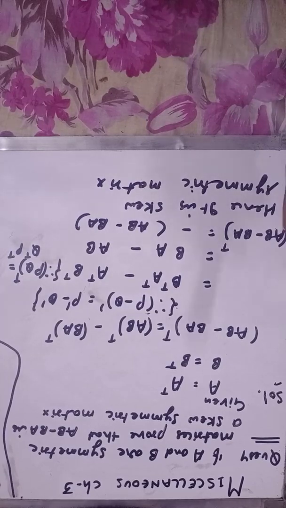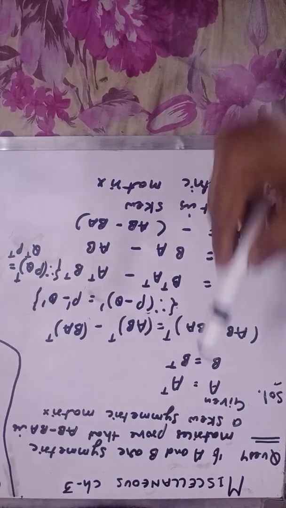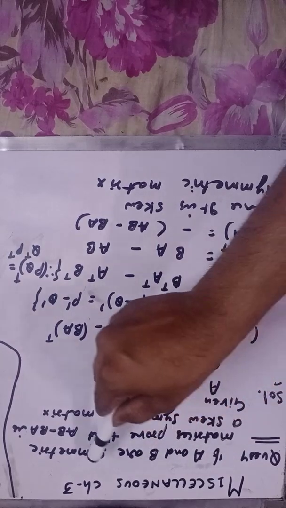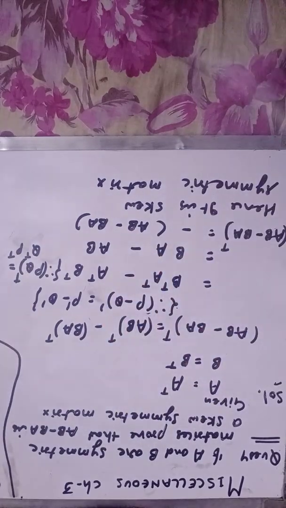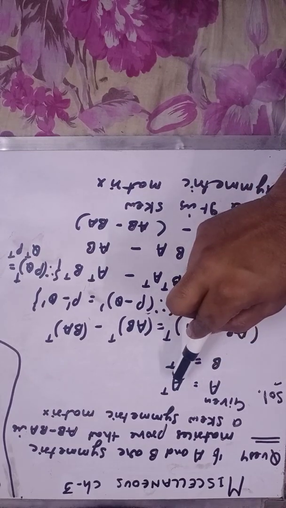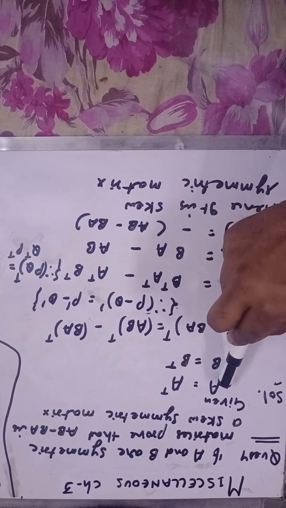Now we have to solve question number 4 of chapter number 3, miscellaneous exercise. The question is: if A and B are symmetric matrices, prove that AB minus BA is a skew symmetric matrix. As we know, if the transpose of any matrix is equal to the matrix, then it is known as a symmetric matrix.